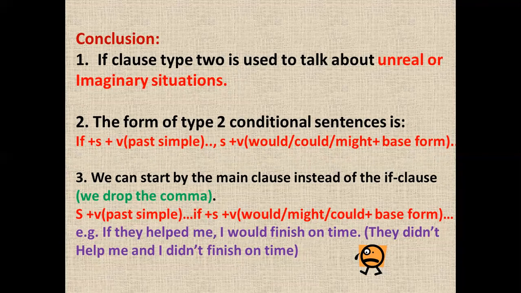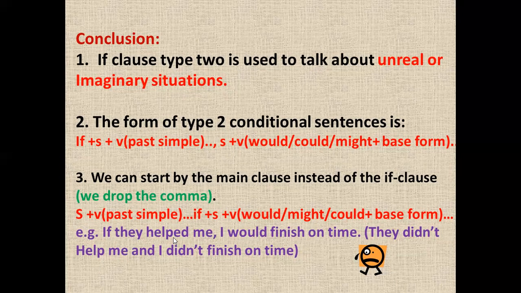If clause type 2 is used to talk about unreal or imaginary situations. The form of type 2 conditional sentences is if plus subject plus verb. The verb is in the past simple. And in the second part, we use would, could, might, and the base form. We can start with the main clause instead of the if clause. We drop the comma in that case.